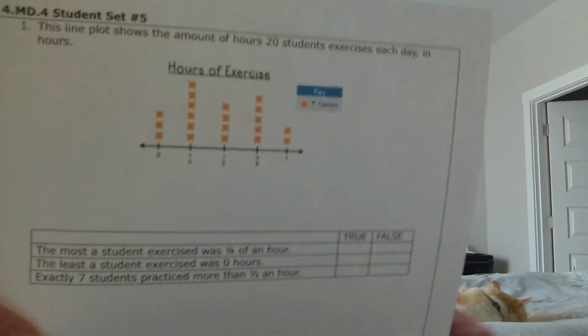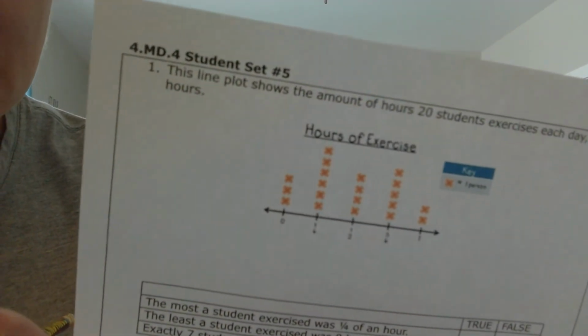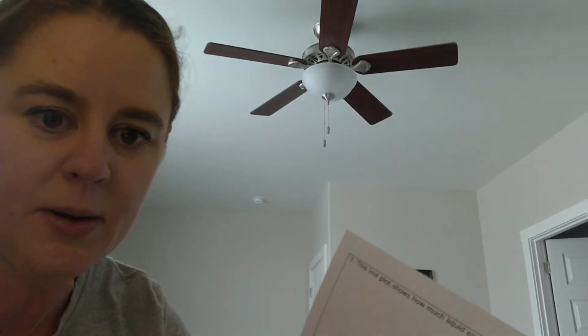So you have a student set. I think you have a front and back of both of these, now that I think about it. So student set number 5, there's 1, 2 on the front, and 3, 4 is going to be on the back.